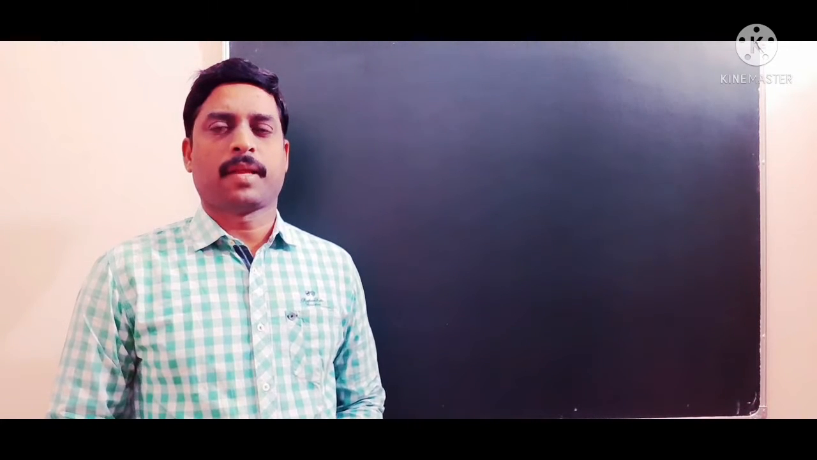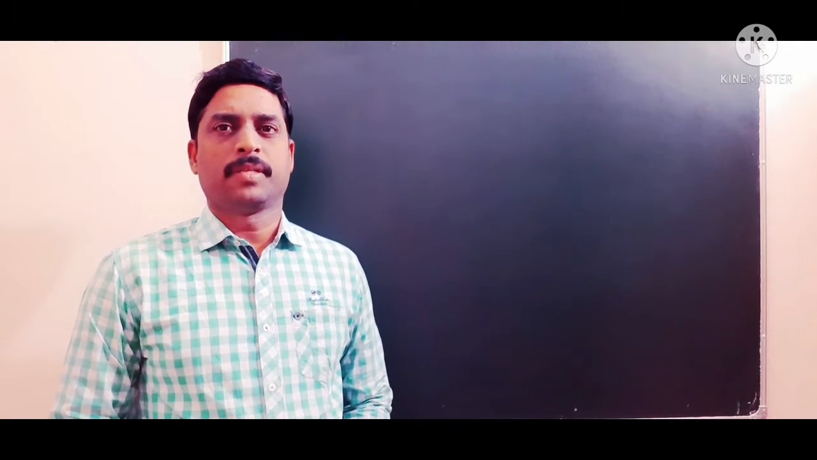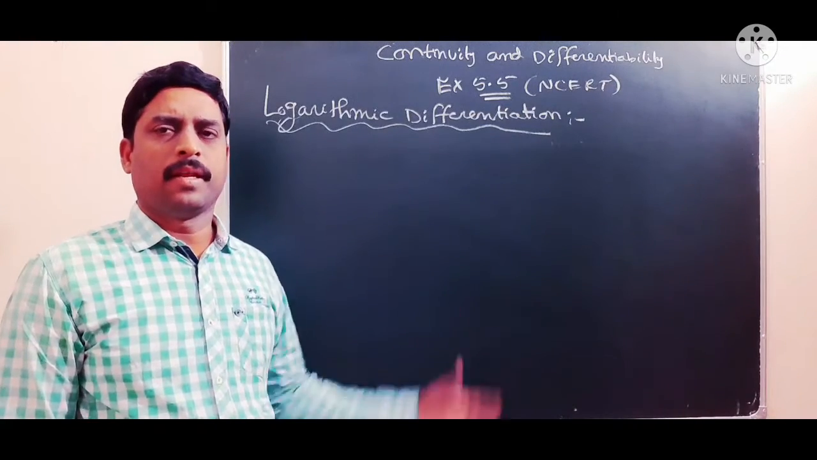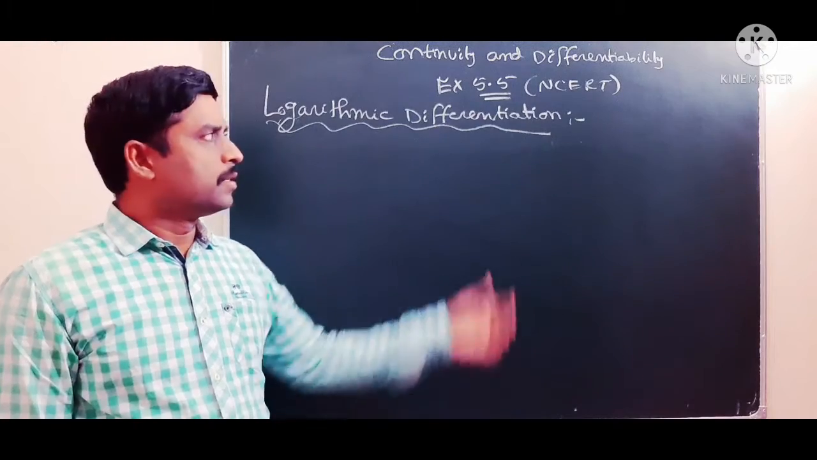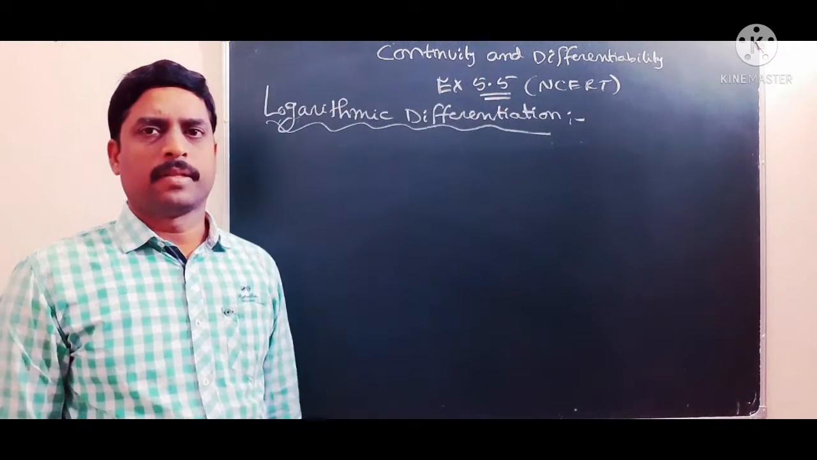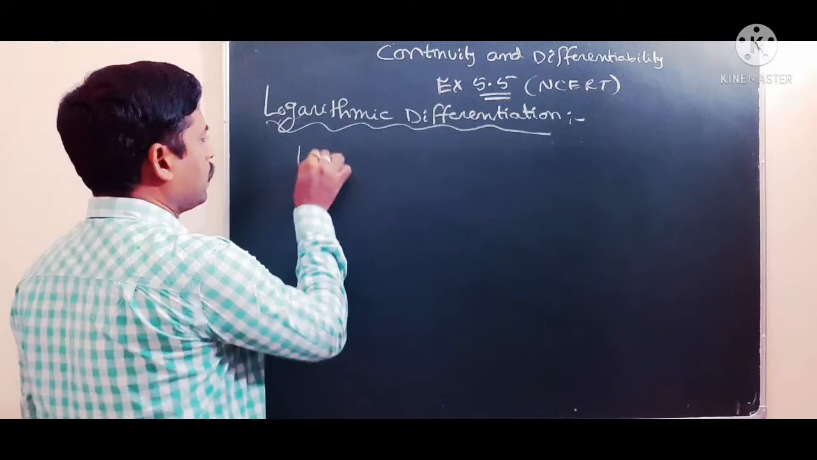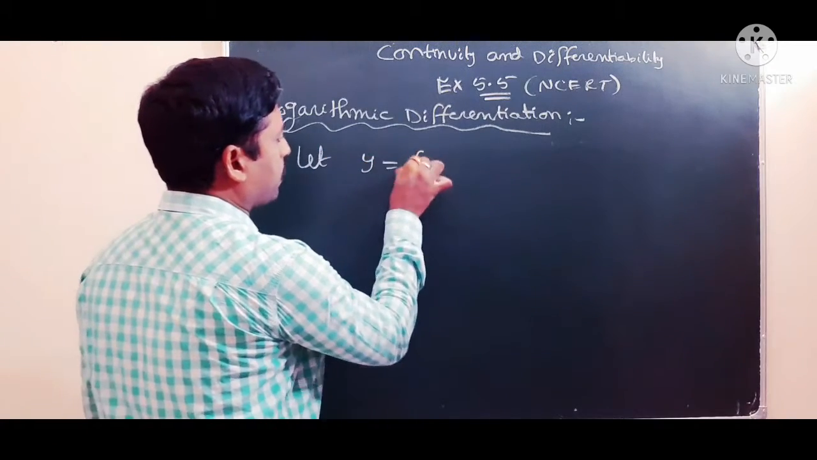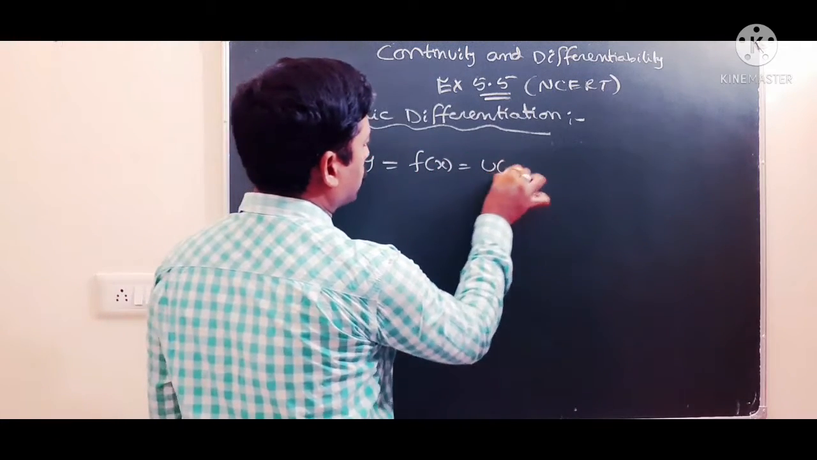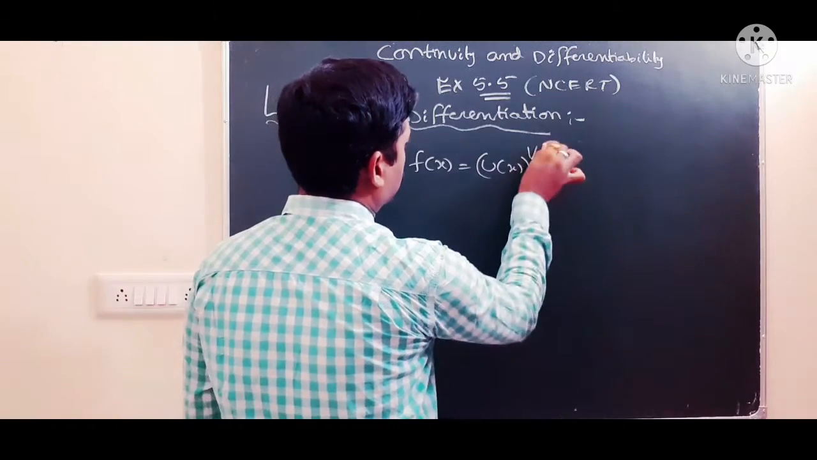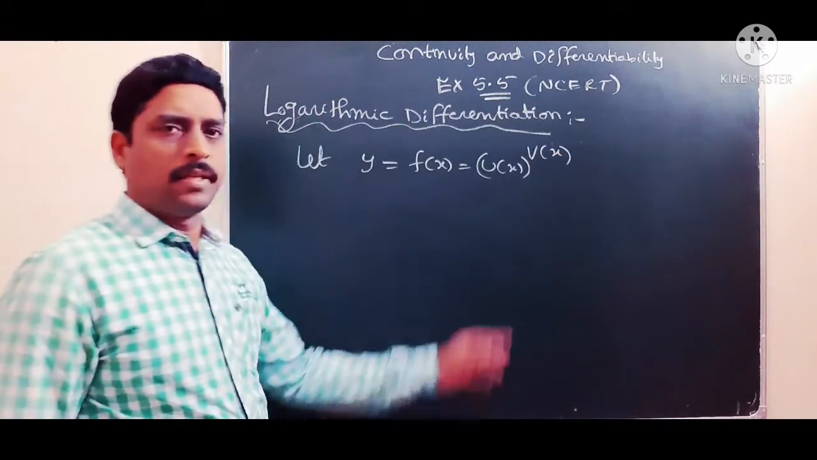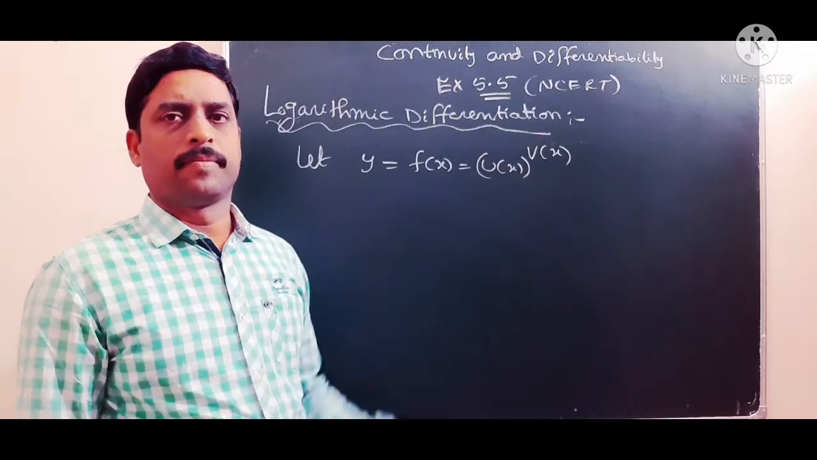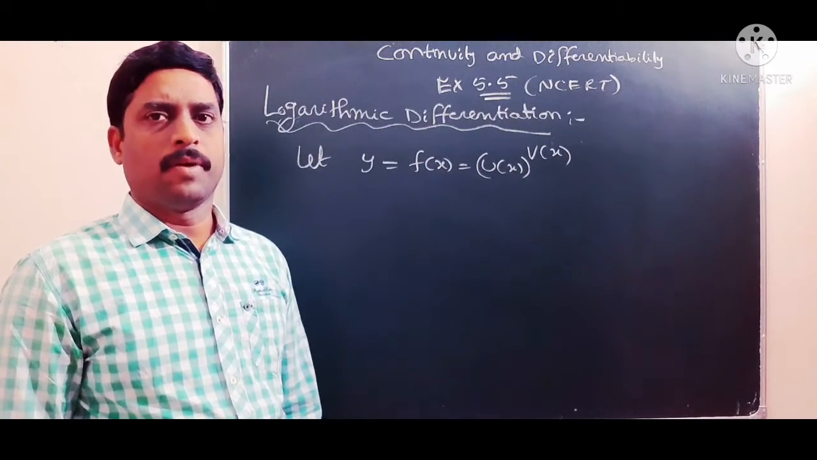Today I would like to explain continued differentiability, exercise 5.5. Now let us explain logarithmic differentiation. This is based on exercise 5.5. Let us take y equal to f of x equal to u of x power v of x. This is in the form of variable power variable. Now applying logarithm on both sides.